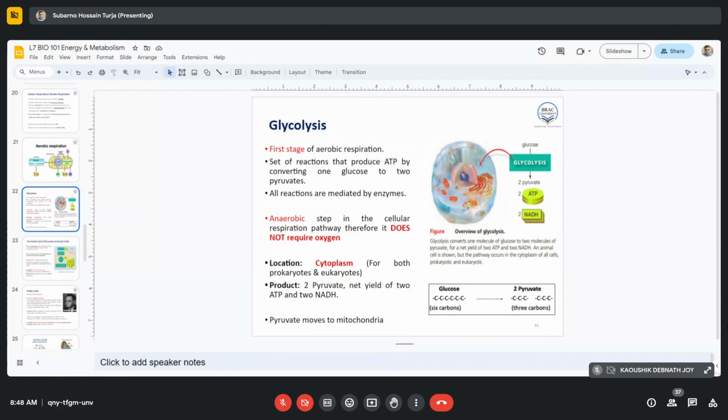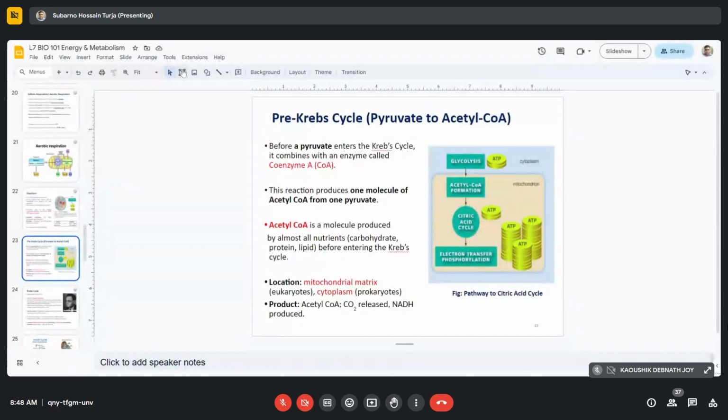আর কোনো question থাকলে, otherwise let's move on to the next step. The pre-Krebs cycle. So আমি যা বলেছিলাম যে all that's happening in the pre-Krebs cycle is one particular reaction.